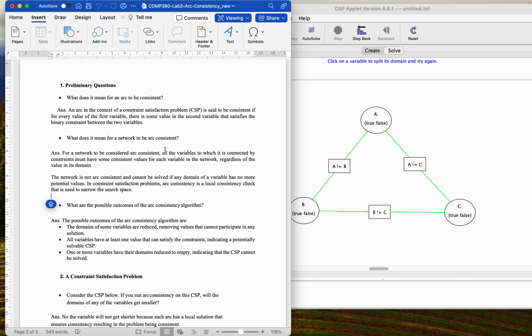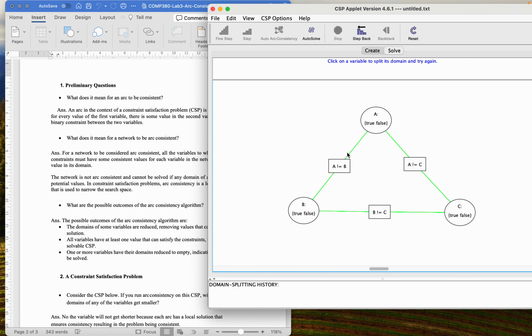So starting off the questions, what does it mean for an arc to be consistent? An arc is only consistent if every domain has a value that is satisfying the constraint between each of them. So if I set a condition that a is not equal to b, then a should have a value that b does not. Like if a is true, then b should be false, and if a is false, then b should be true. So in this scenario it is meeting that specific constraint.